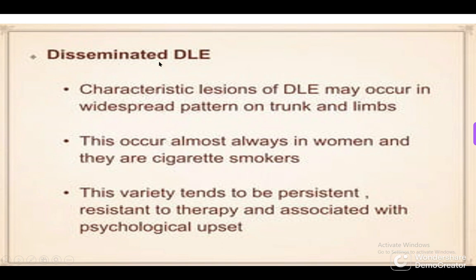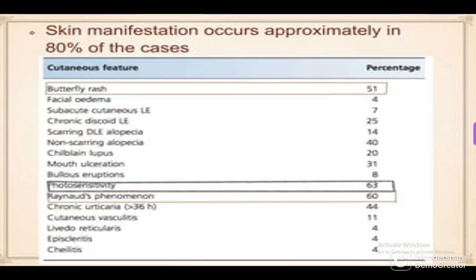Now, disseminated discoid lupus produces characteristic lesions of DLE. These types are localized, or focalized. The disseminated, widespread pattern is seen on the trunk and the limbs. This occurs almost always in women, and they are cigarette smokers. Mostly the association is cigarettes. So, widespread on the trunk and the limbs, this variety tends to be persistent, resistant to therapy, and associated with psychological upset. The dissemination means it is now moving into systemic lupus erythematosus.